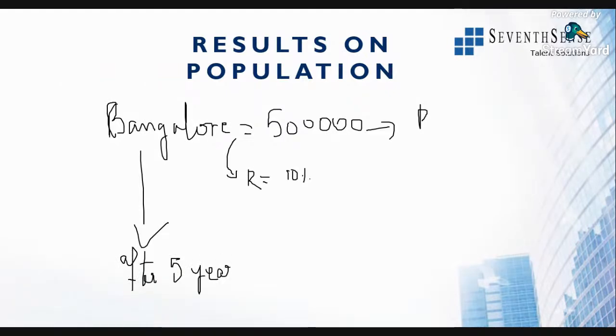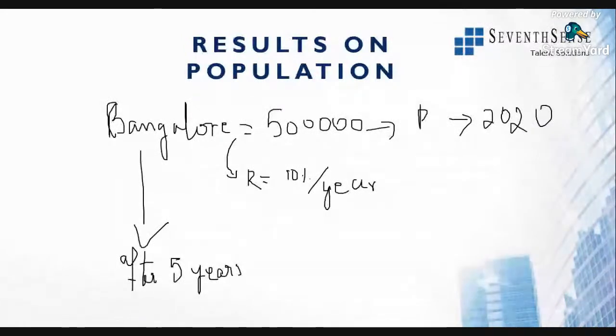After 5 years. Do not even think of multiplying 10% into 5, which gives 50%, so that after 5 years it will be 50% more than currently. This is 10% per year. Every year it keeps on increasing by 10%, so every year it changes. Say present is 2020. So what will be its population after 5 years, which is 2025?